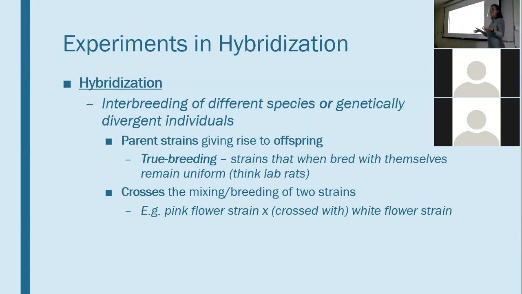Those are called crosses, right? So the interbreeding or mixing of individuals is called crossing. So if I'm talking about crossing pink flowers and white flowers, I'm going to breed these pink flowers with these white flowers and see what happens. I cross pink with white. We tend to just put a little X. You'll see that when we start writing this stuff out. So a pink flower strain crossed with a white flower strain means I'm breeding the two together.